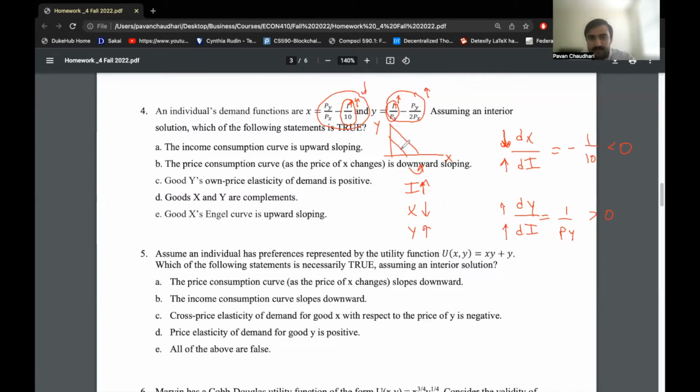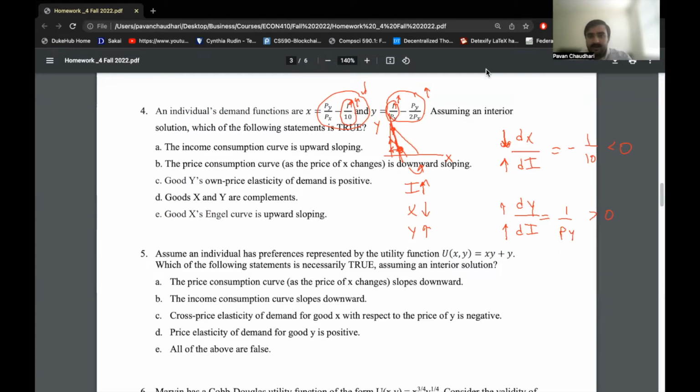And so on our graph, we have to draw this, right? So we just pick any point on the first budget line. And what do you need to draw? You need to draw x going down, so to the left, and you need to draw y going up, so up, right? So something like this. So if we connect these points, we can clearly see that the ICC here is downward sloping. It's not upward sloping, right? Because x is going down, y is going up, so you can tell it's downward sloping.